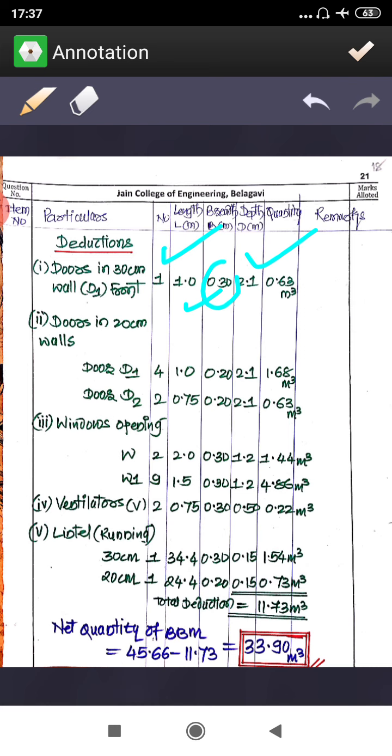So it is one door in 30 centimeter wall. That's why we have taken width as 0.3. The quantity is 0.63. Now the second is a door in 20 centimeter wall. You will be having D1 4 numbers and D2 2 numbers.